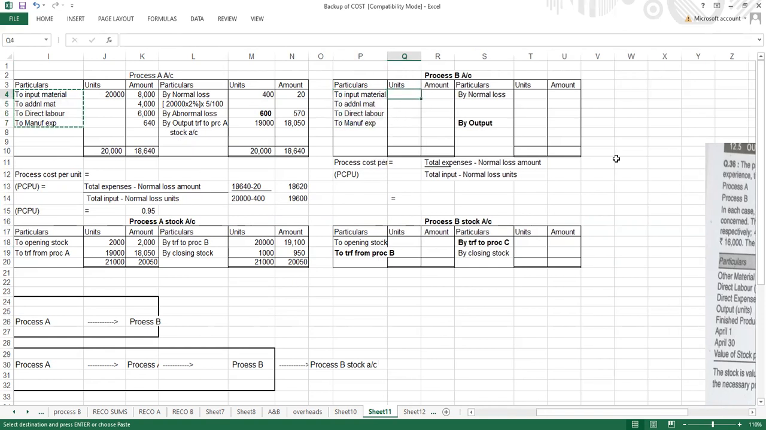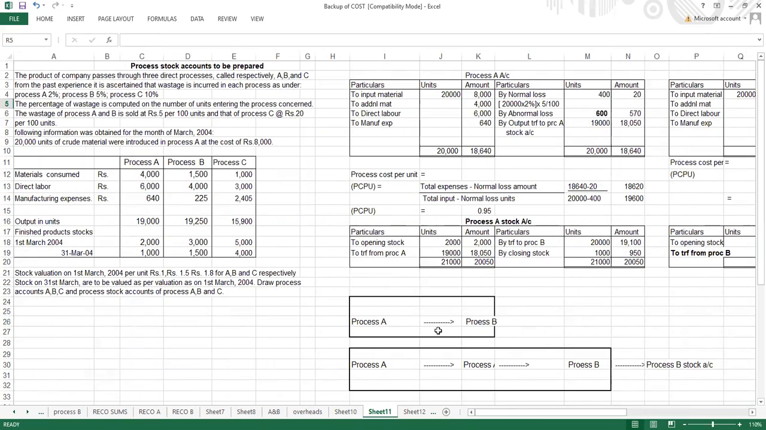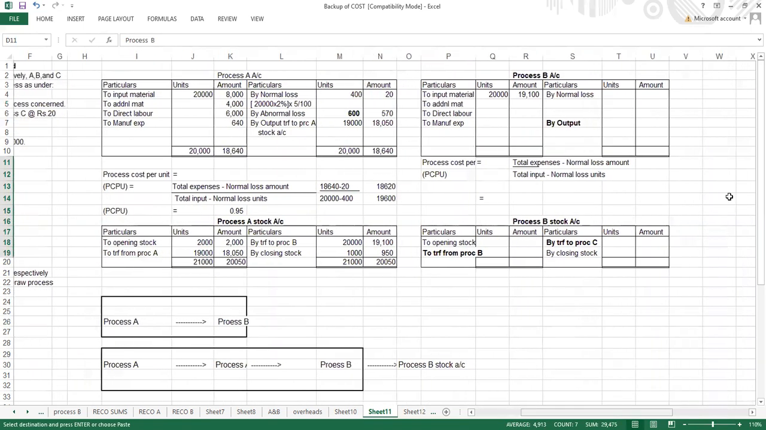So units transfer from process A stock account are 20,000 and their amount is 19,100. Clear, students? Let's go back to the question. Now costs are given. Just copy this one there for convenience purpose. Here I put it.